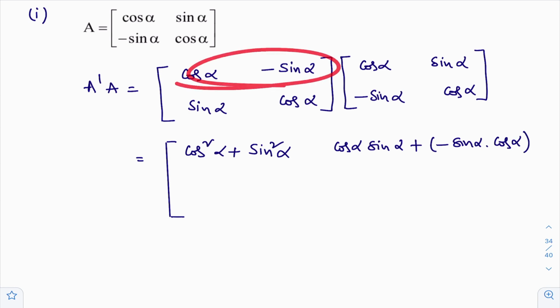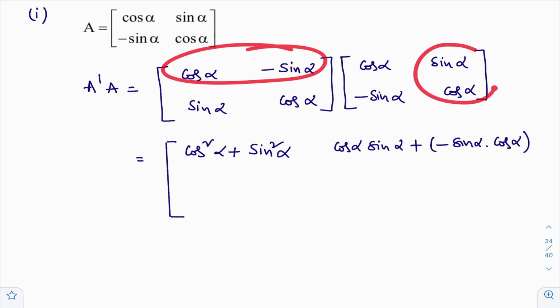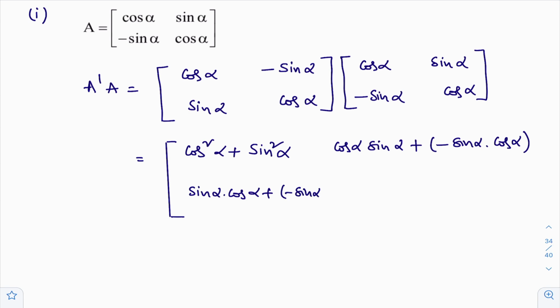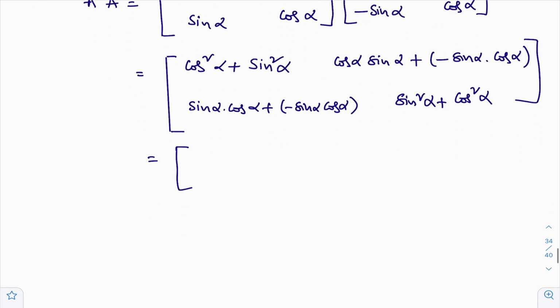First row, first column is over. First row, second column is over. What next? Second row, first column. Multiply. What will you get? Sin alpha into cos alpha plus cos alpha into minus sin alpha is minus sin alpha cos alpha. Now, second row, second column. Sin alpha into sin alpha, that is sin square alpha, plus cos alpha into cos alpha is cos square alpha. Okay, good. Now, cos square alpha plus sin square alpha is 1.